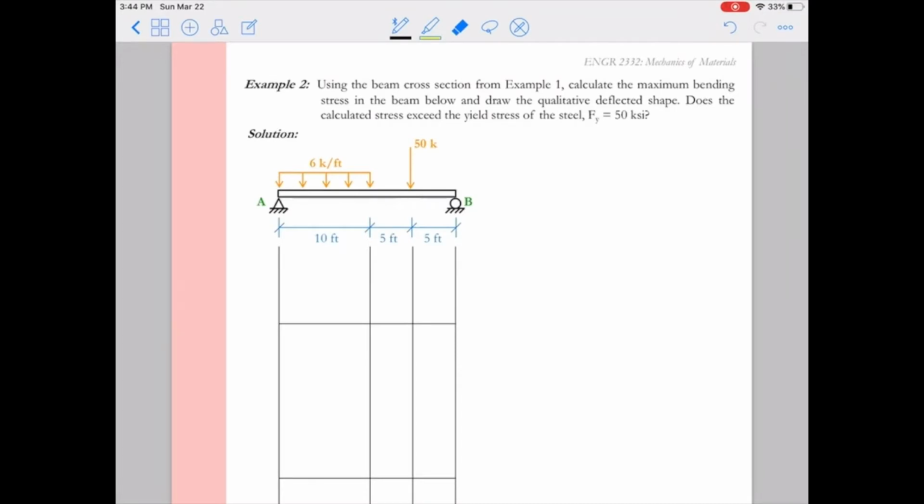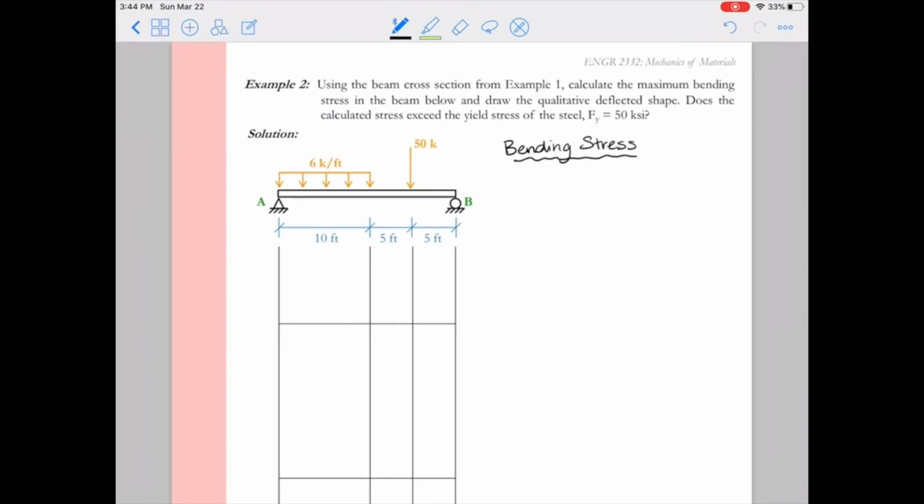So in example 2, we have a beam with just a general load on it, and we're asked to calculate the maximum bending stress in this beam and draw the qualitative deflected shape. Then we're asked to check if the calculated stress exceeds the yield stress of the material.